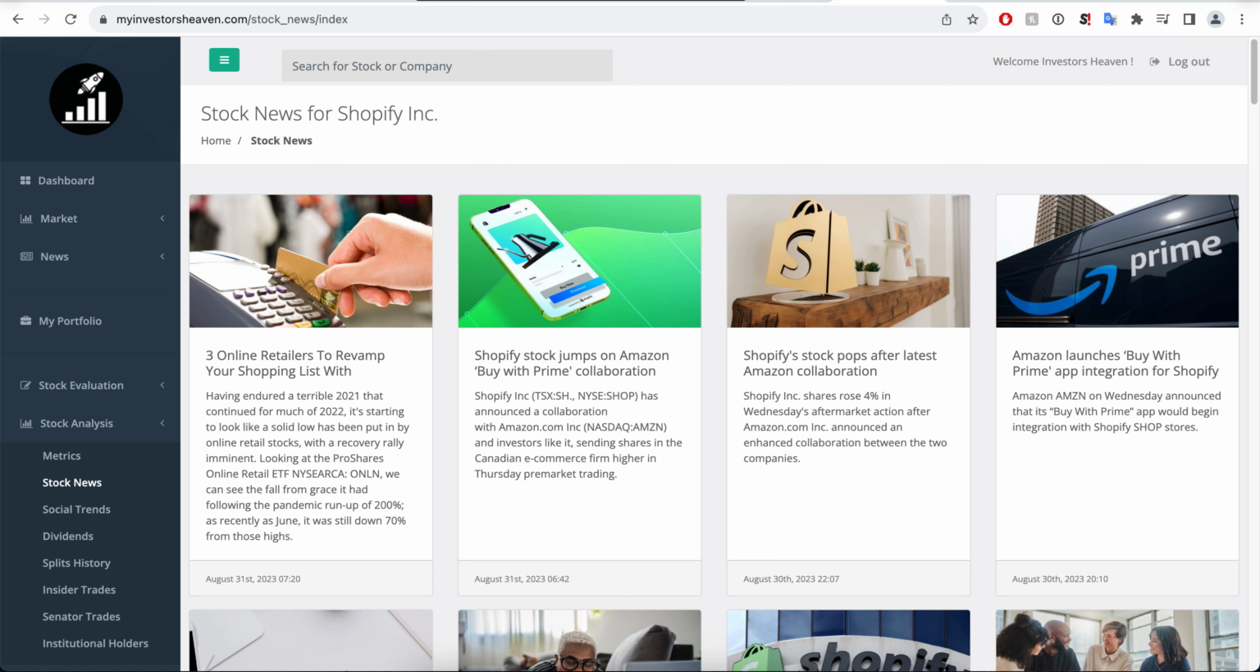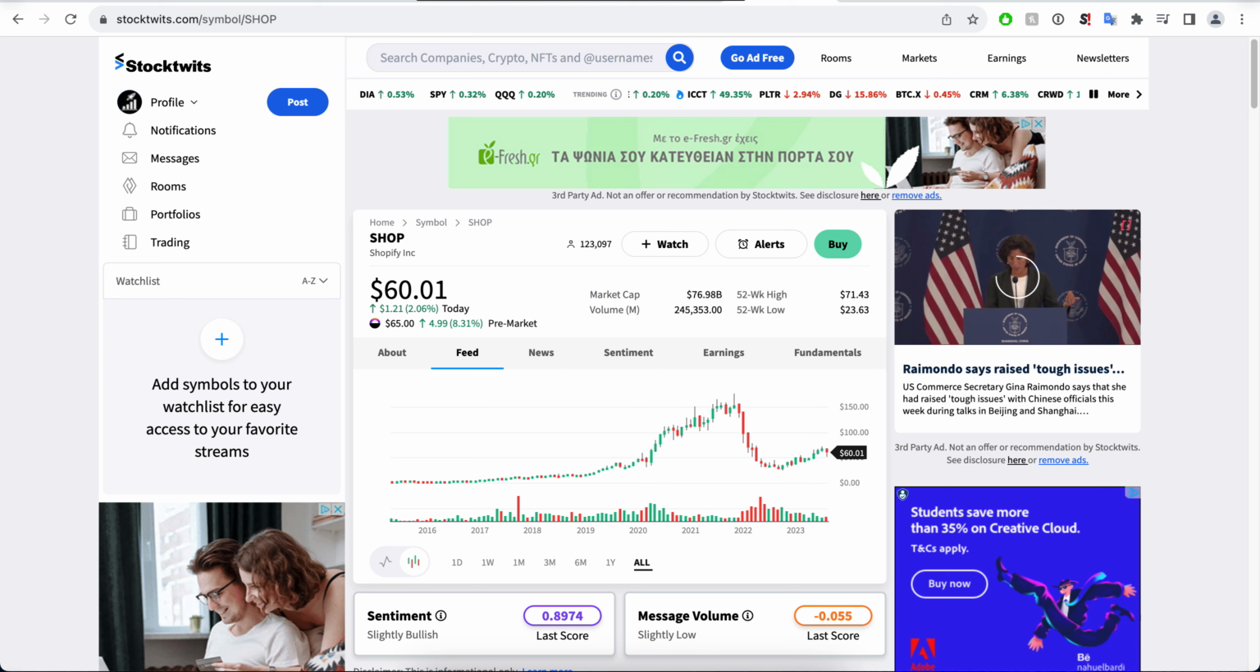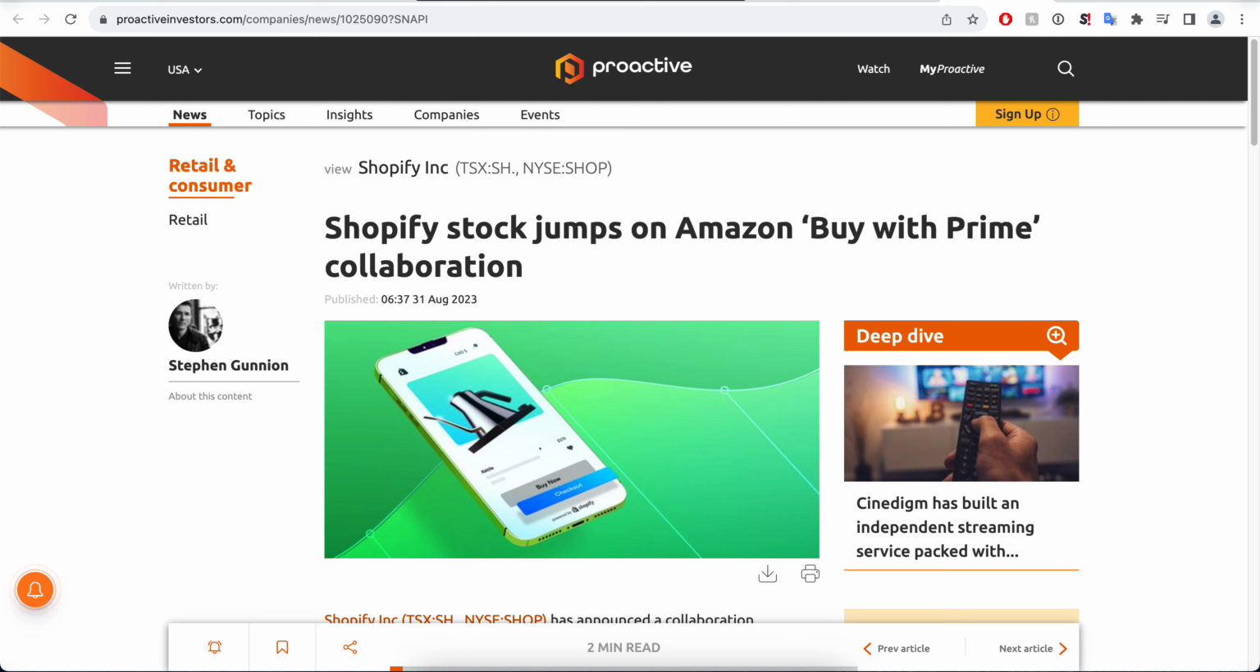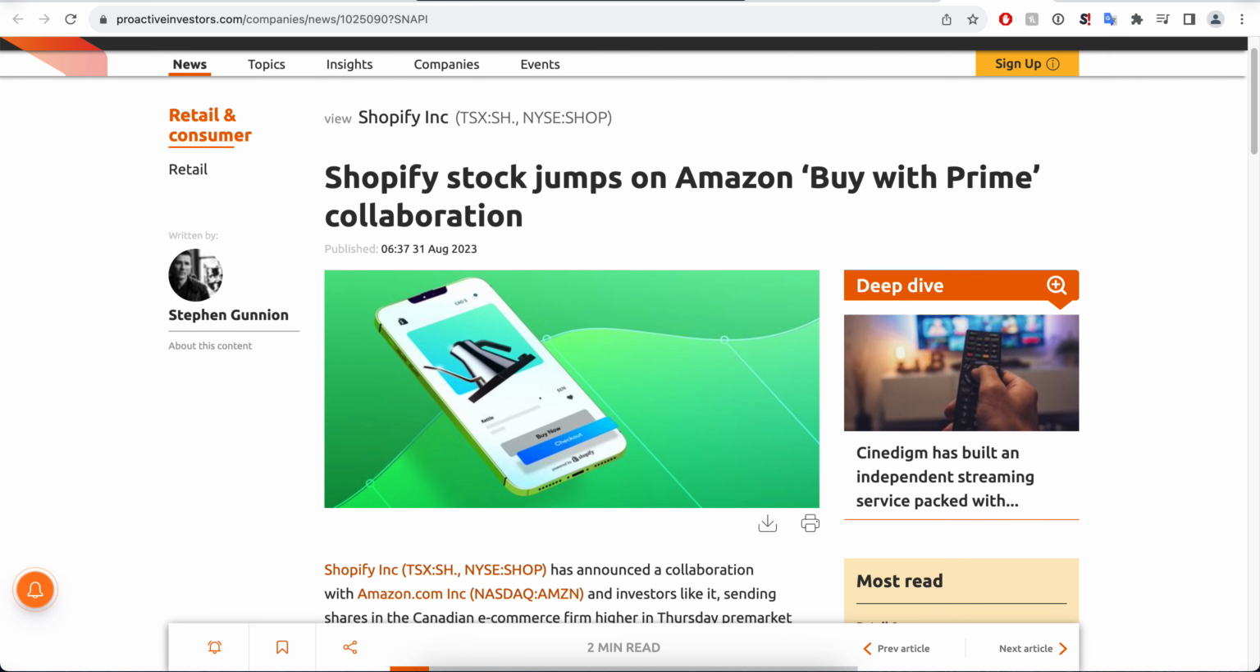You will see that Shopify stock jumps on Amazon Buy with Prime collaboration, and so I wanted to talk about this a little bit. Here you can see on stock tweets that yesterday the stock was up 2% and then 8.3% pre-market is what we're seeing right now. Shopify stock jumps on Amazon Buy with Prime collaboration.